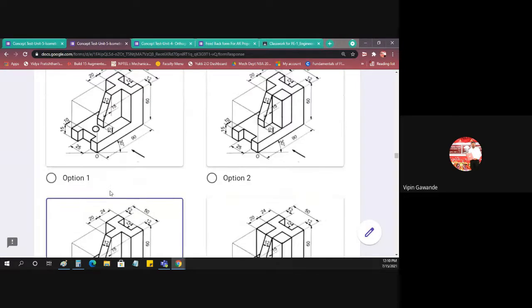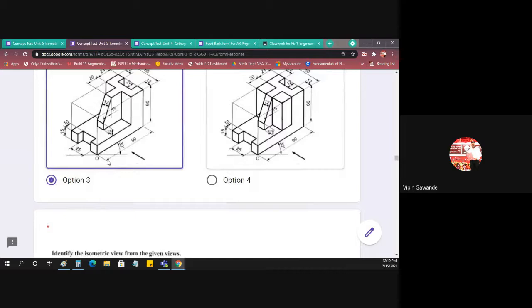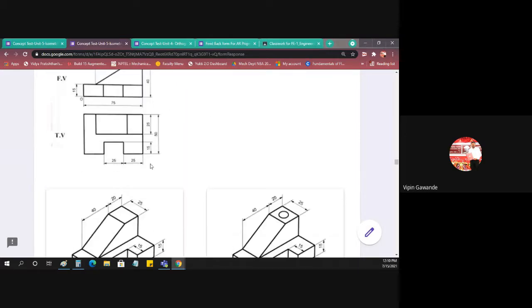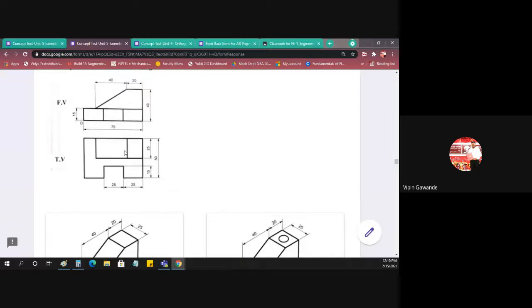So this is the correct option for the problem. Option number 3 is correct. Now this problem is the same. This is a simple problem. I have given you that in the AR project also.